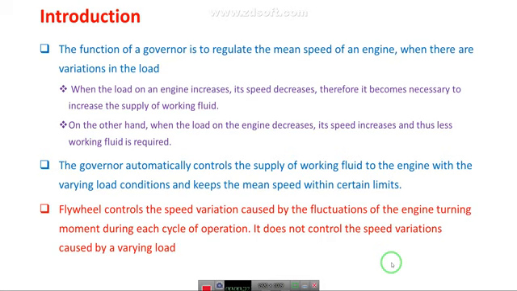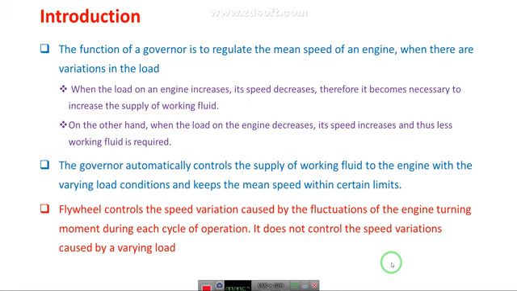First we should know the introduction: what is meant by a governor. The function of the governor is to regulate the mean speed of an engine when there are variations in the load. When the load on the engine increases, the speed automatically decreases. Therefore, it becomes necessary to increase the supply of working fluid. On the other hand, when the load on the engine decreases, the speed increases, and thus less working fluid is required.